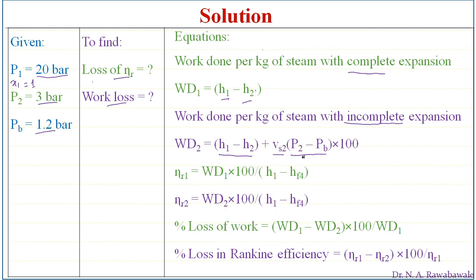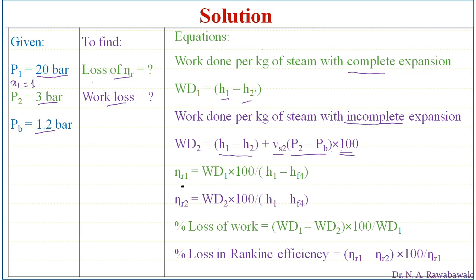Here the pressure is in bar, so that is to be converted into kilonewton per meter square. So 10 to the power 5, and then dividing by 1000, we get this work done in kilojoules per kg. So for that we have to multiply it by 100.